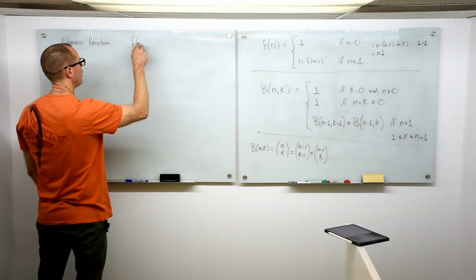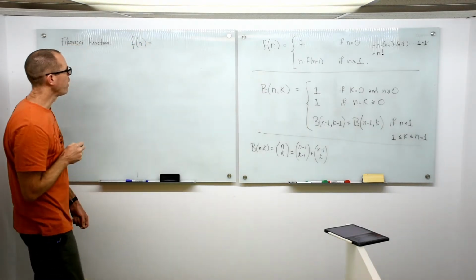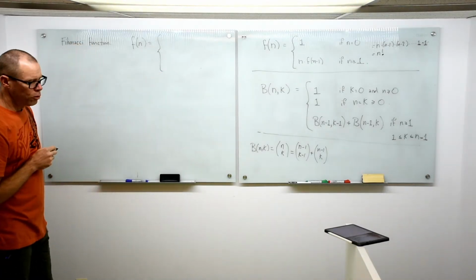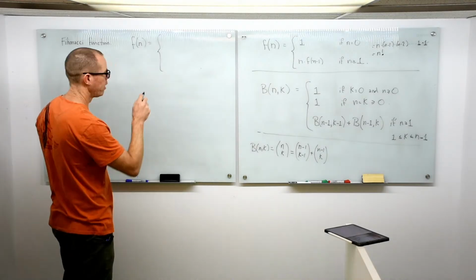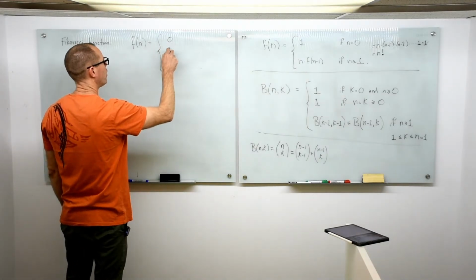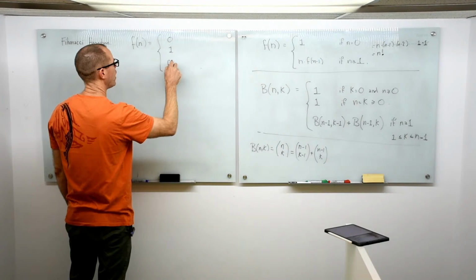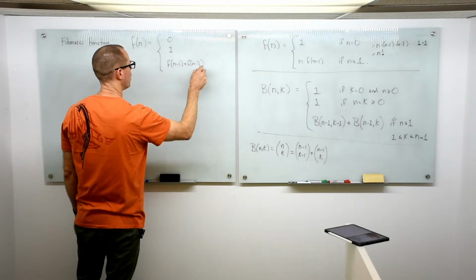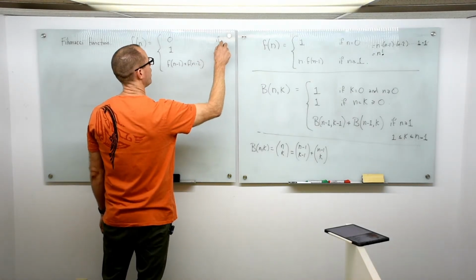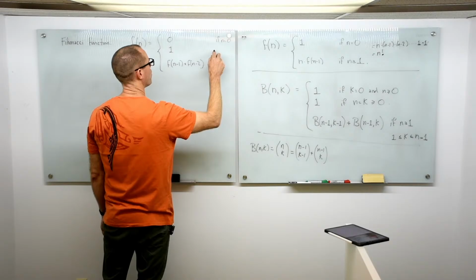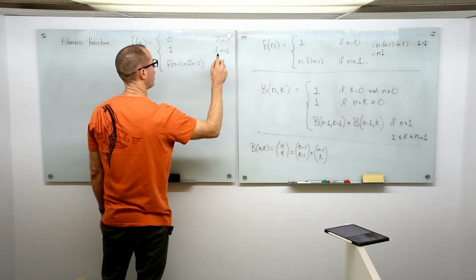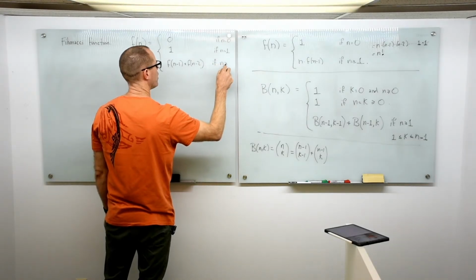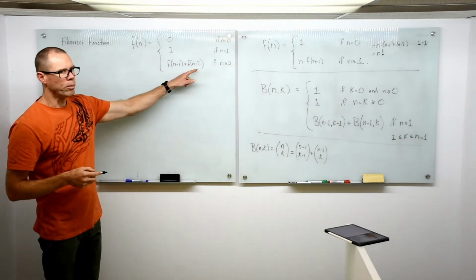So it's a function, f of n. It's recursive, and it actually has two base cases. It can be 0, it can be 1, or it can be f of n minus 1 plus f of n minus 2. It's 0 if n equals 0. It's 1 if n equals 1. And it is given by this formula if n is bigger than or equal to 2.